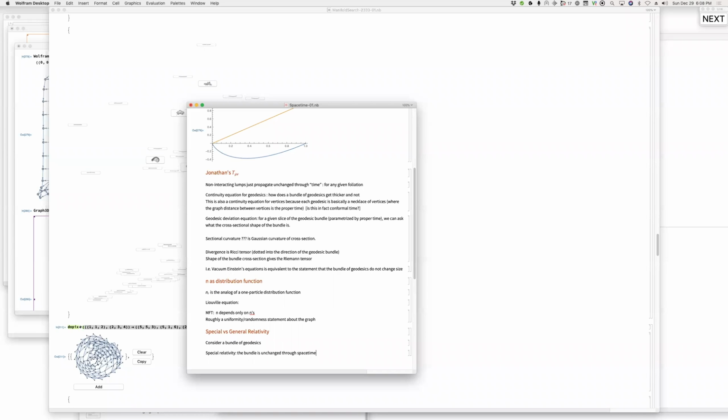What's a times t to the n? That would be the vertex distribution function for the zeroth order special relativity causal graph. That's just giving you the volume weight of spacetime. One thing that is troubling me a little bit is when I talk about a bundle of geodesics, my initial view is a spatial bundle, but this is, of course, cones of geodesics, which are slightly harder to think about. Okay, the bundle is unchanged through space-time, which is essentially the statement of the invariance of the speed of light.